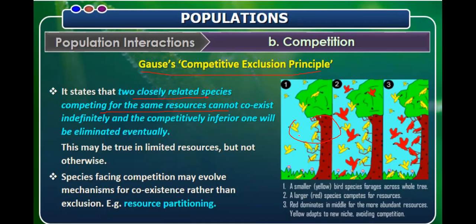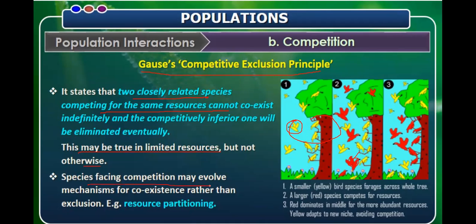So here there is a plant. On this plant there are yellow color birds. They were there, but later on red color birds came here. They were more efficient. So over a period of time, they have pushed yellow color birds to find a new place. This may be true in limited resource, but not otherwise.